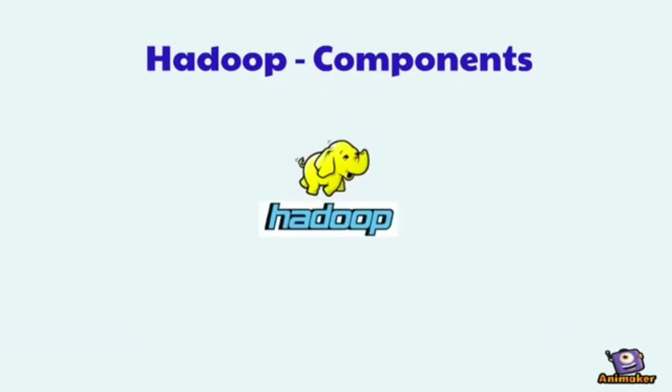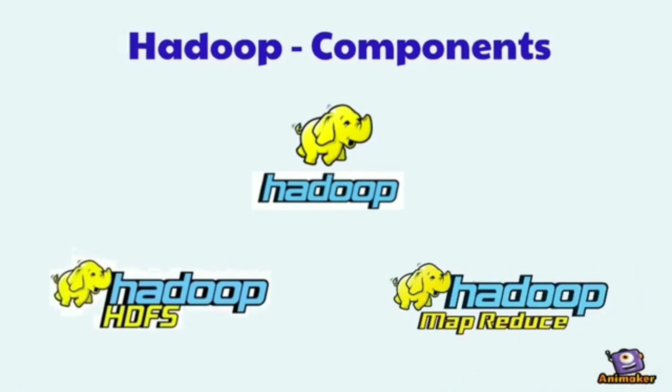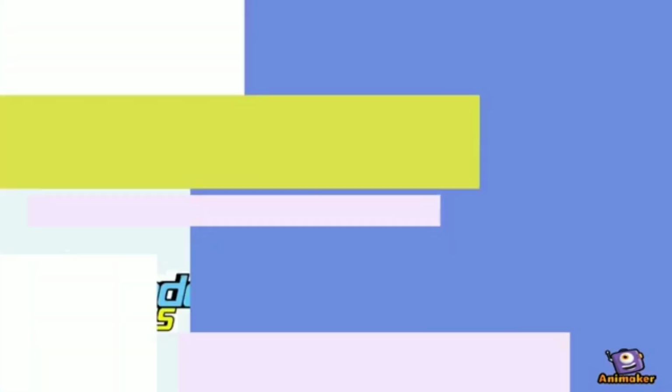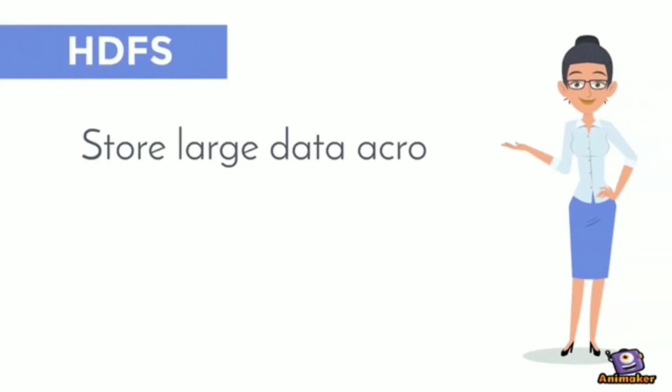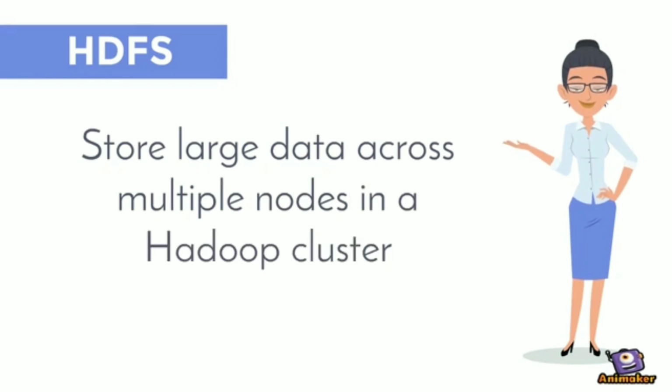Hadoop framework is divided into two parts. Hadoop Distributed File System (HDFS) and MapReduce. What is HDFS? Hadoop Distributed File System or HDFS is a Java-based distributed file system that allows us to store large data across multiple nodes in a Hadoop cluster. So if we install Hadoop, we get HDFS as a storage system for storing the data in the distributed environment.